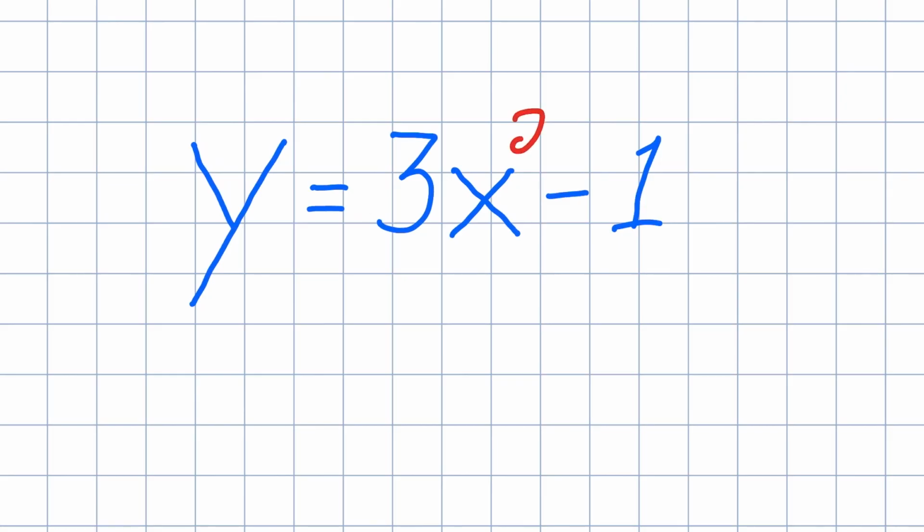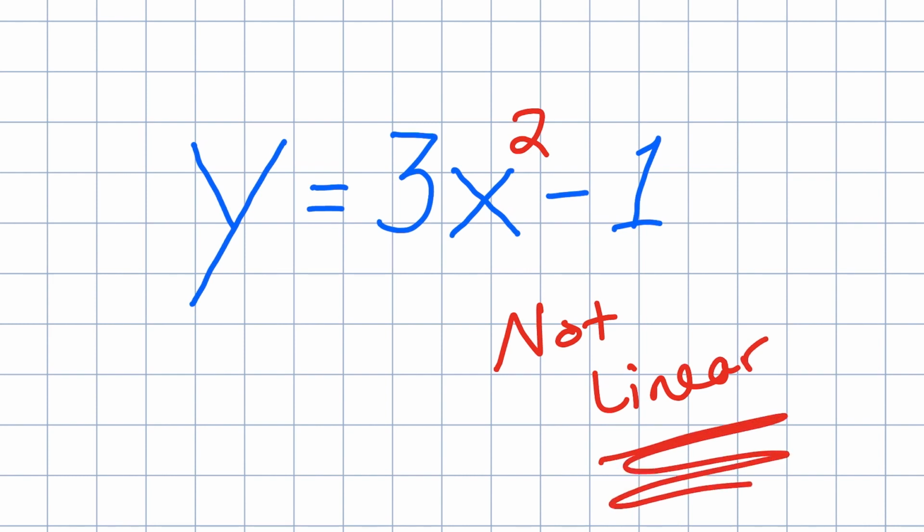Now, if I added a little 2 above the x like this, the equation is no longer linear, because the exponent isn't 1 anymore. The numbers don't matter, the 3 and the 1, they can have any powers they want. But if the exponent of the variable is 1, then it's linear. If it's anything other than 1, then it's not linear. All right, so let's move on.